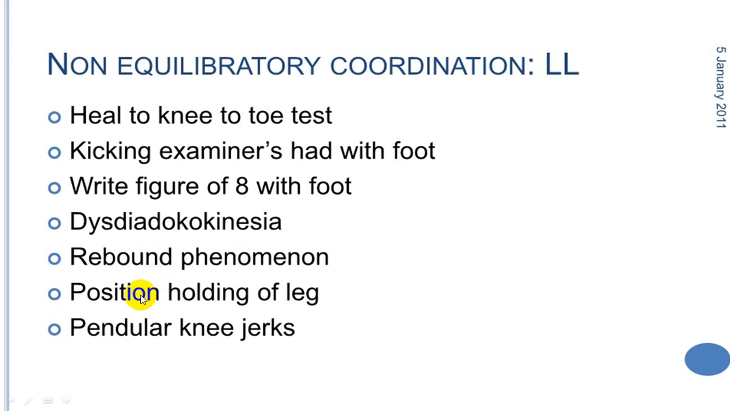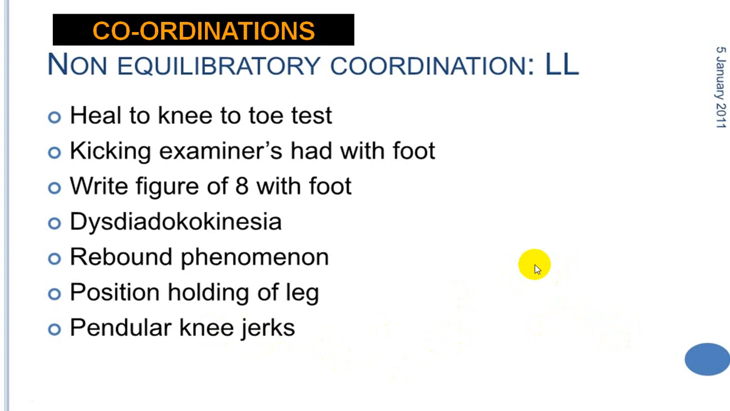You can ask the person to hold the leg in one particular position. In that also you will find the same as in the upper limb: a past pointing test, or you will be able to demonstrate that the person will not be able to hold both legs in the same position. And when you elicit the knee jerk, you can elicit the pendular knee jerk. This will be the incoordination tests in the lower limb.